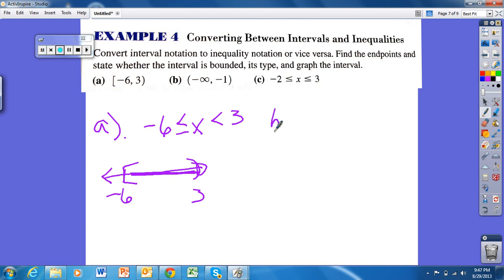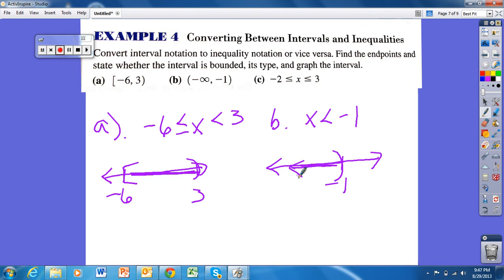Okay. B goes from -infinity to -1, so we write x is less than -1. We don't write greater than -infinity because every number in the world is greater than -infinity. So x is less than -1, not equal to, because it's a parenthesis, not a bracket. We would draw that on a number line like this. And that is unbounded and open.